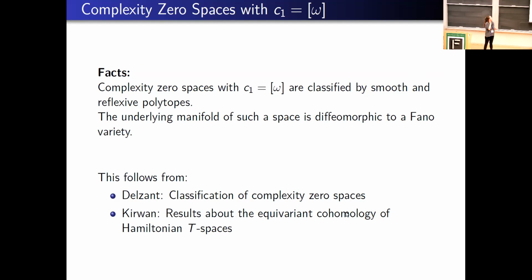And I also wanted to mention something about reflexive polytopes. Namely, it is clear that in any dimension there exist just finitely many of such polytopes. So in particular, we have in any dimension just finitely many complexity zero spaces which satisfy that the first Chern class is equal to the class given by the symplectic form.